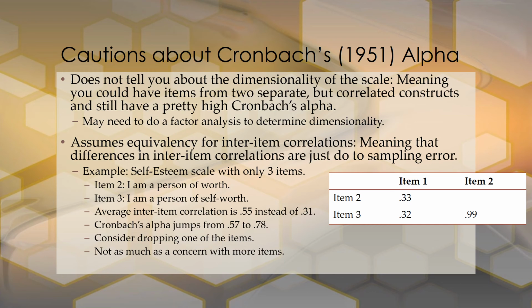If you have something like this, where a pair of items are too correlated with each other, you might consider dropping one of the items. If you have a lot of items, then it's not as big of a deal. But when you have 3, it's going to increase the inter-item correlation average a lot. If you have a bunch of items, it's not as big of a concern. So when you're calculating Cronbach's alpha, you should always look at the inter-item correlations and make sure there are no red flags.